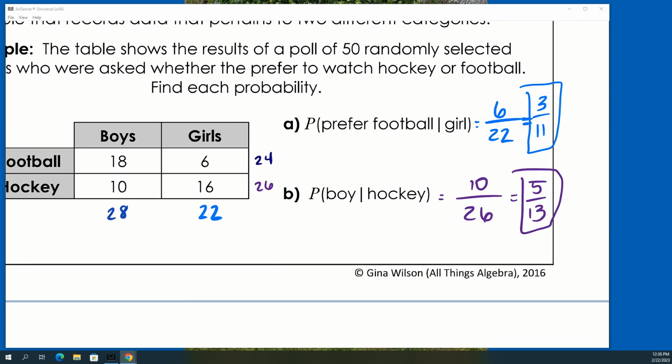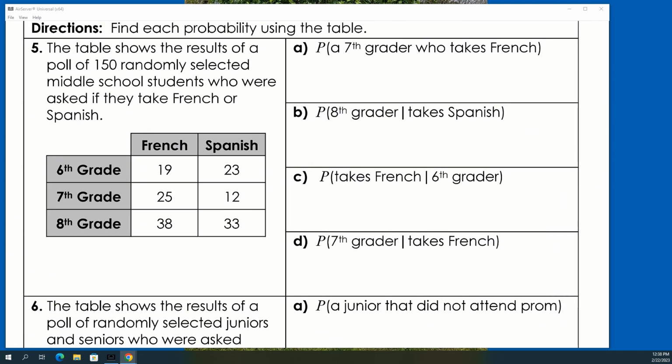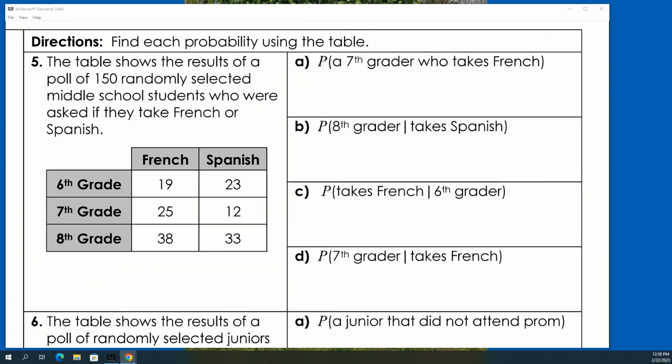Okay. We're going to do several more. It's just like this with a little bit of extra thrown in. Sometimes you'll get these two-way tables and they don't ask you a conditional probability question. They just ask you a regular probability question. So the only ones that are conditional probability questions are the ones that have this straight bar. So if we're looking at number 5, B, C, and D are what we're learning today. A is just regular old probability like we've already talked about.